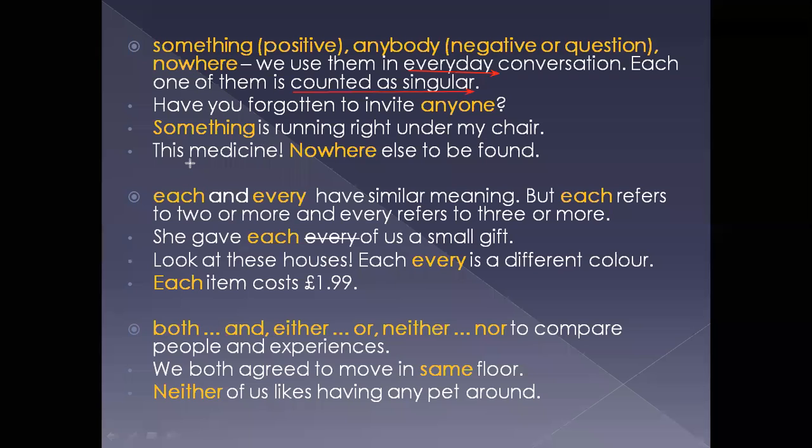Okay, can you explain this? Finish with those examples. Anybody is used to ask a question or to state something negative. And something is used to state something positive. And nowhere is just nowhere. Okay.